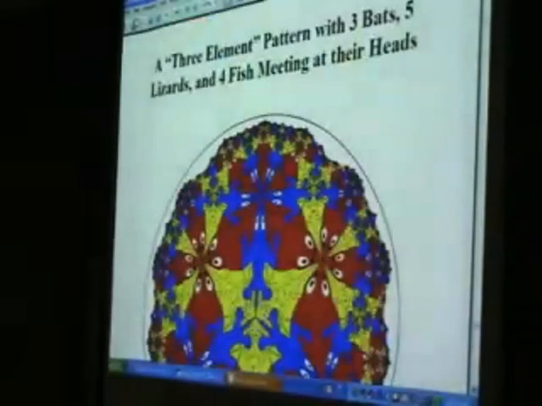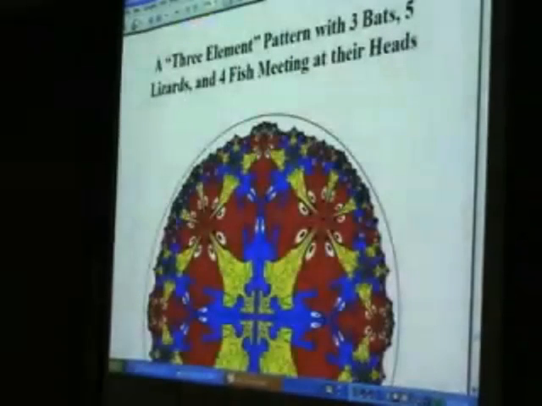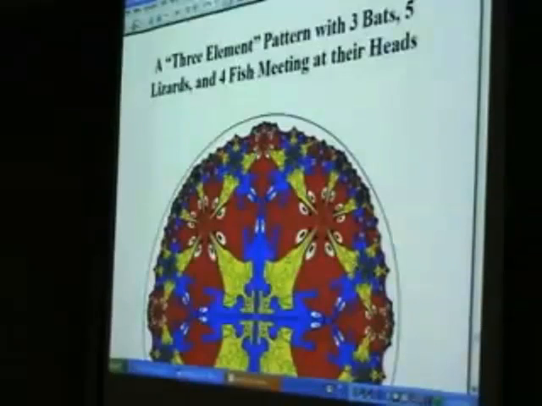And then this is another version here. In this version, there are 3 bats, 5 fish, and 4 fish, 5 lizards eating nose to nose. And then this is a different combination of those. But I find it interesting that people always pick the same Escher patterns to base their examples of Escher's symmetries on.